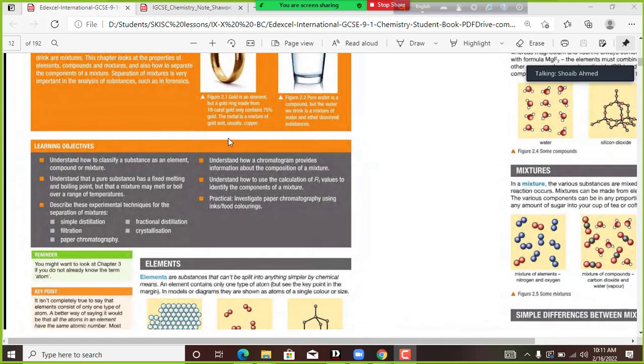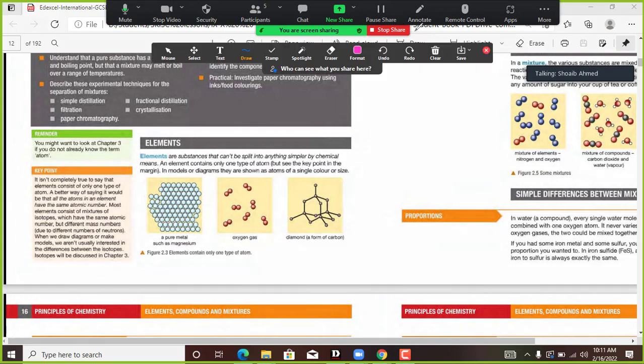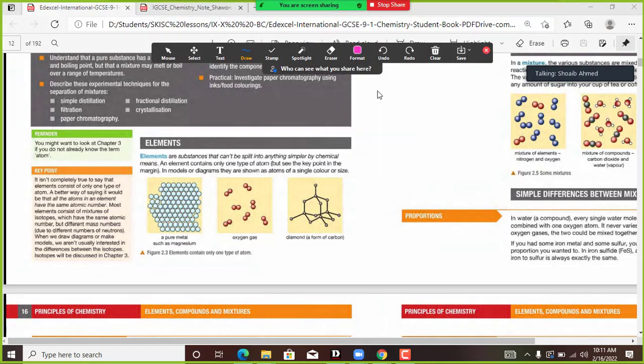Okay, these elements here have only one type of atom joined together. Only one type of atom, like oxygen. Oxygen is an element. If you split this, you find only oxygen and oxygen, two oxygen atoms. This is one type of atom found together.